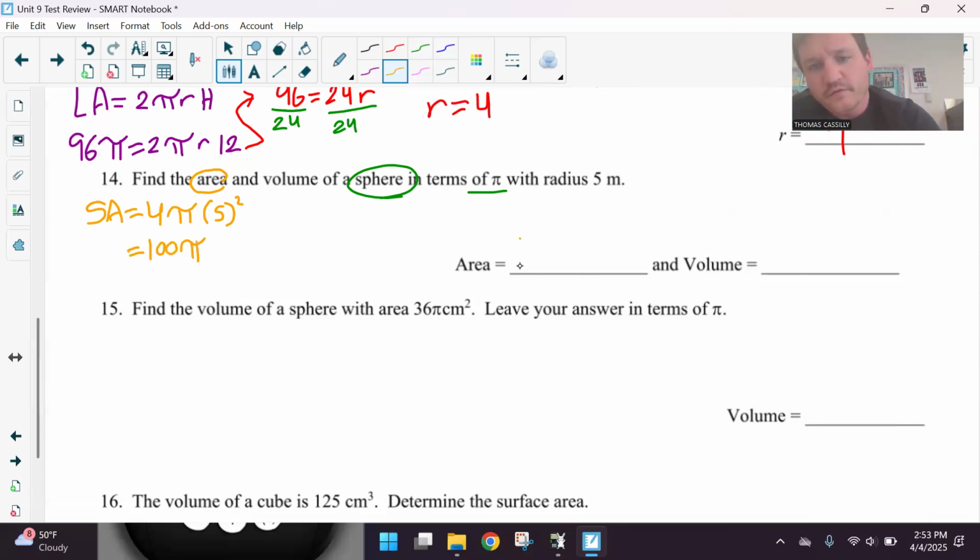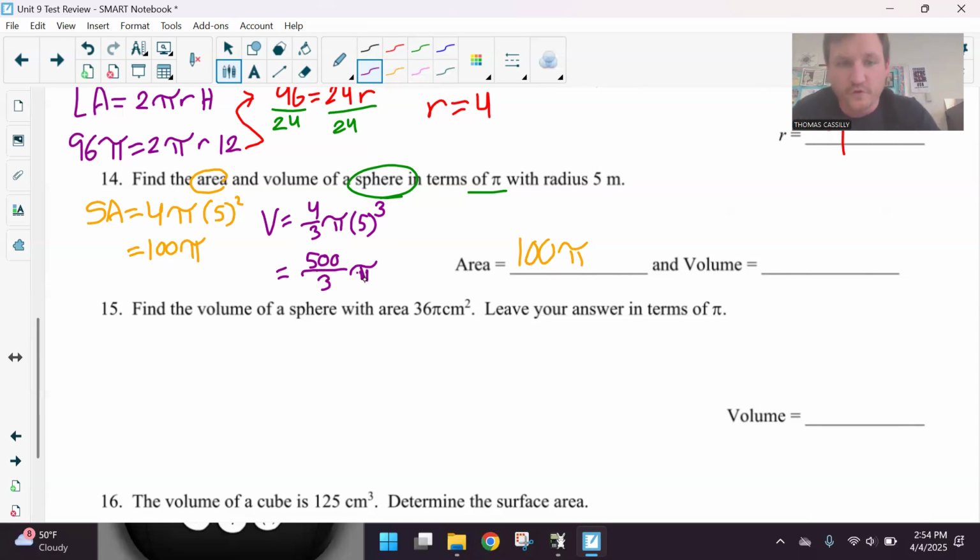All right, so that one's done. There's 100 pi. All right, and the volume, we know V equals 4/3 times pi times 5 cubed on this one. So 5 cubed is 125. 125 times 4 is going to be 500. So this is 500. 500 and 3 don't work well together. That's not going to give us a decimal. So I'm just going to leave this as 500 thirds pi.